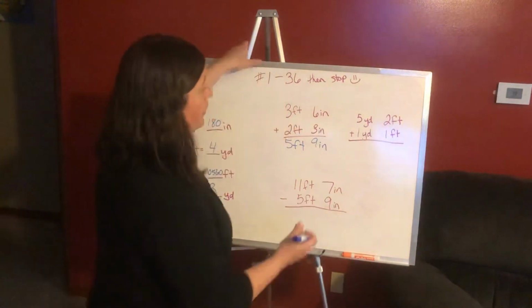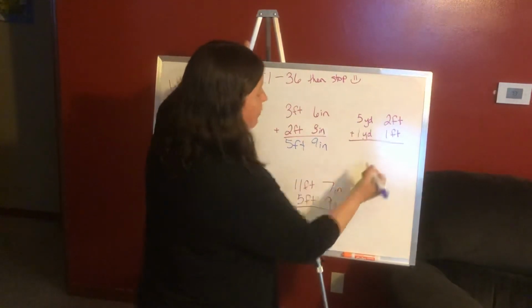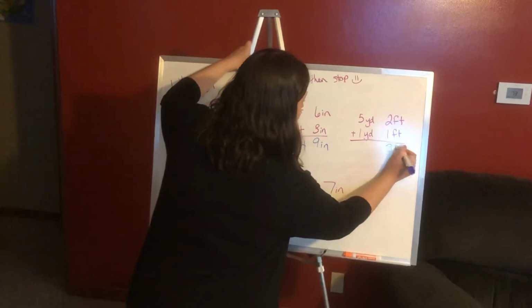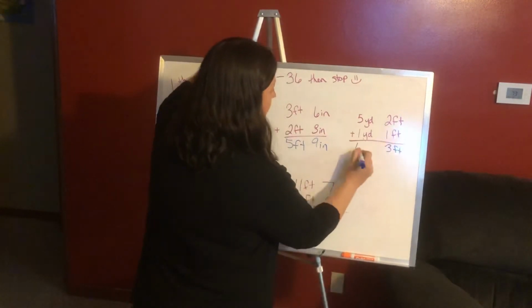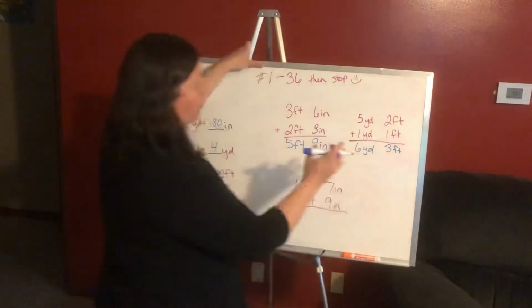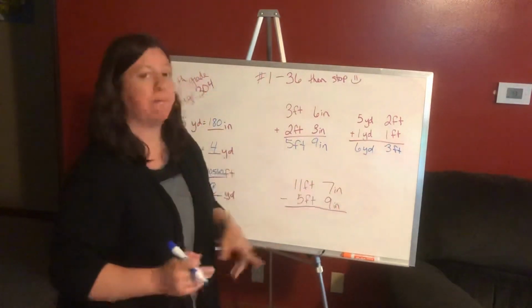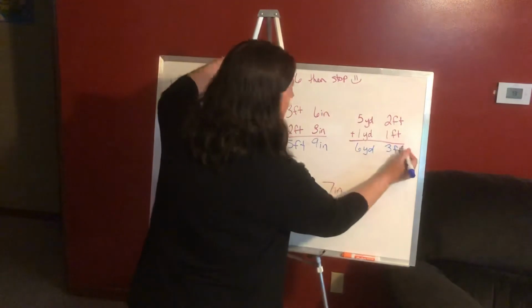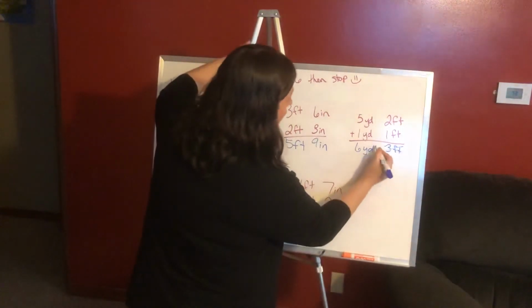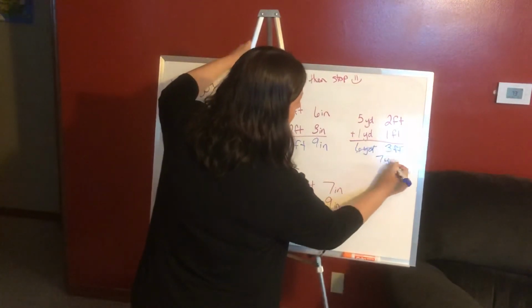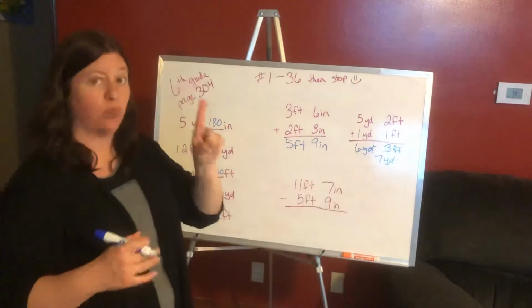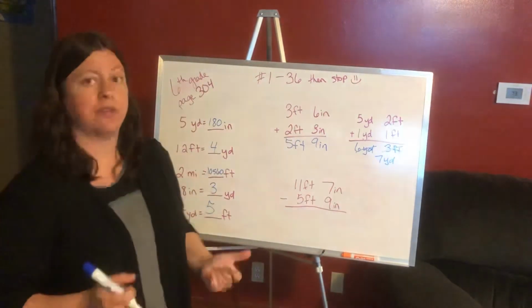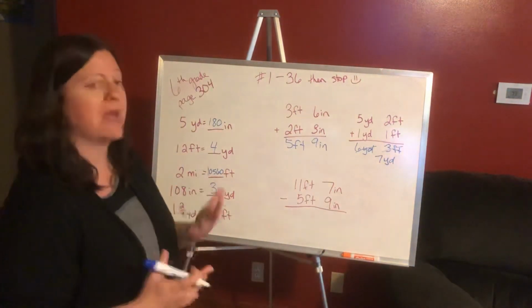The next one, 1 plus 2 is 3 feet. 5 plus 1 is 6 yards. Now, we know that 3 feet equals 1 yard, so we need to change that. We're going to cross this off, and we're going to change the whole thing to 7 yards. We take the 3 feet and change it to 1 yard, and then add it to the 6 yards to make a total of 7 yards.